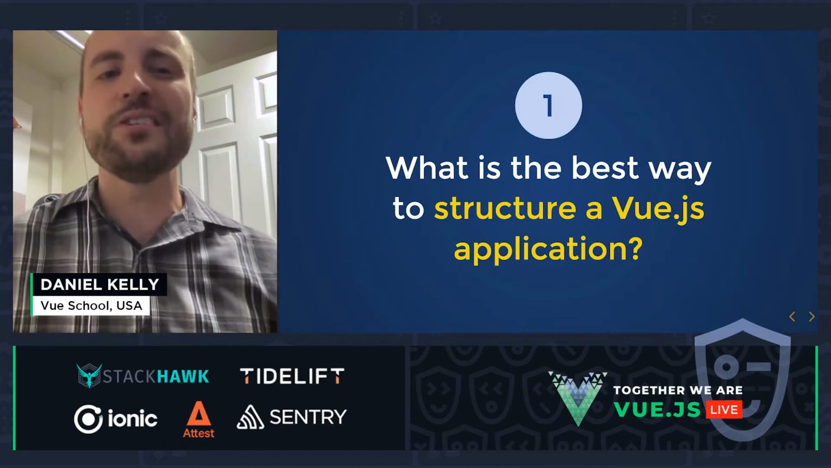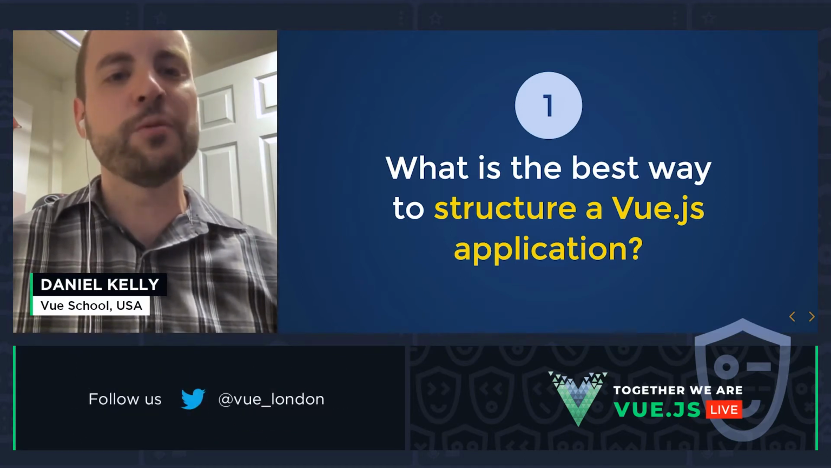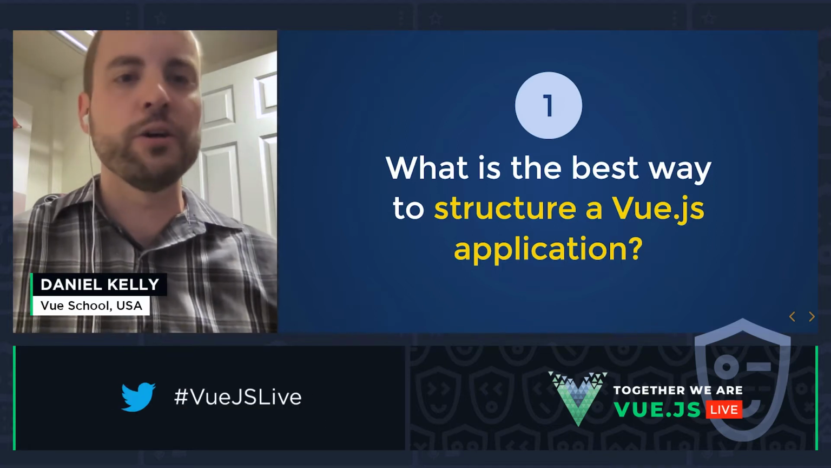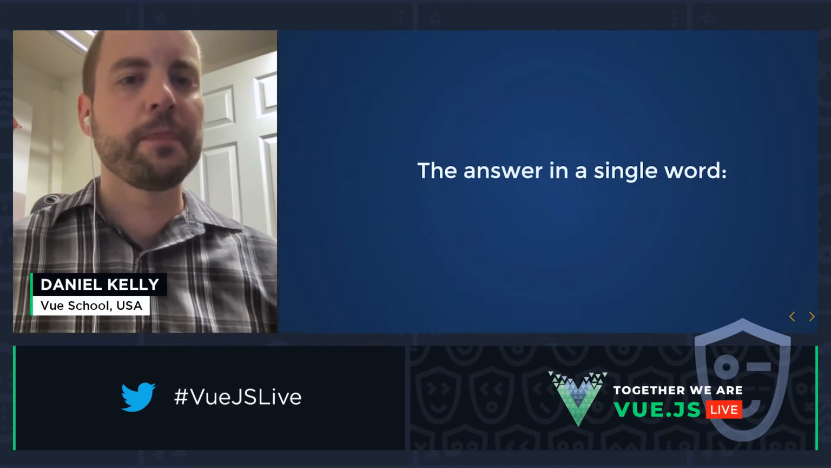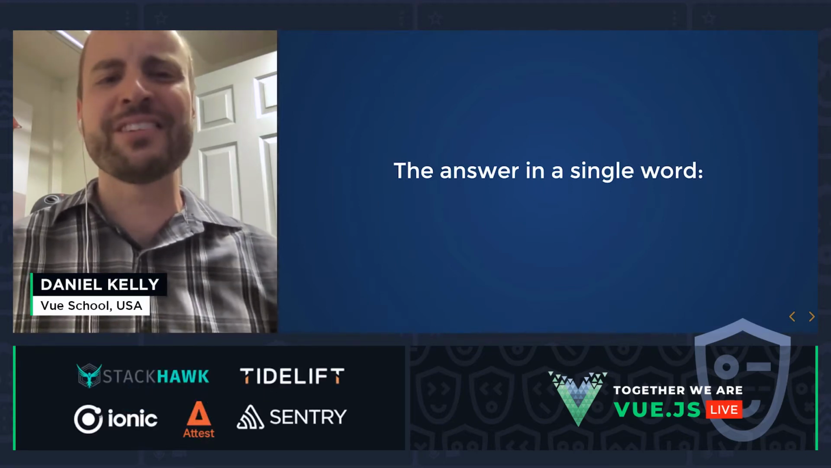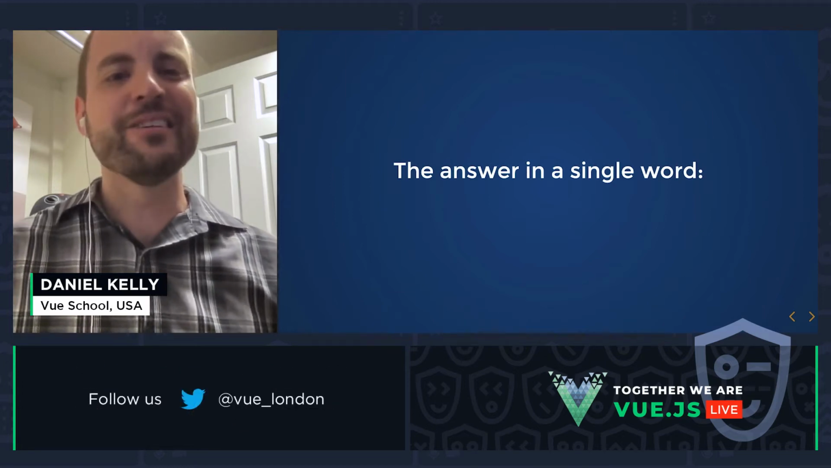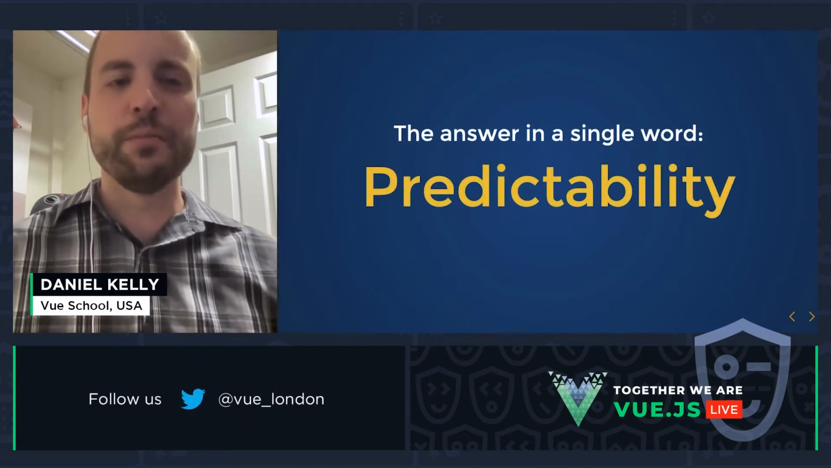And that is, what is the best way to structure a Vue.js application so that it is maintainable and scalable the more it grows? Well, if I may be so bold, I'm going to try to answer that often asked question with a single word. And here it is: predictability.